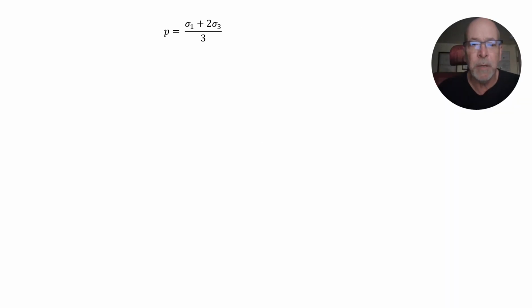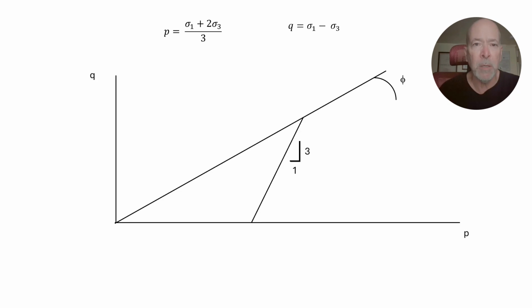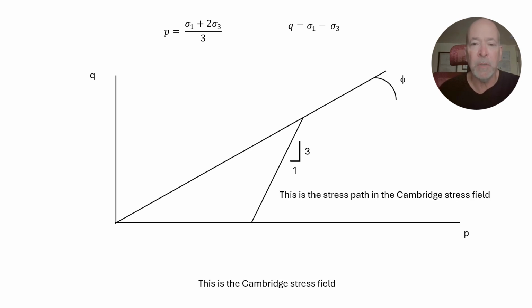There's a second way to define stress path, and that is with P and Q as opposed to S and T. So here are the definitions of P and Q, and it plots this way with a 3-to-1 slope rather than 1-to-1. This is the Cambridge stress field, and this is the stress path in the Cambridge stress field.